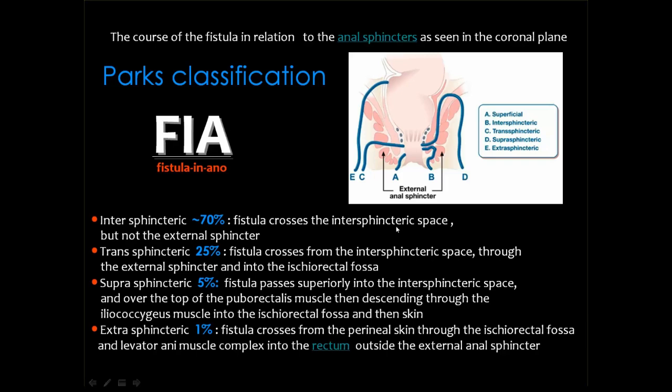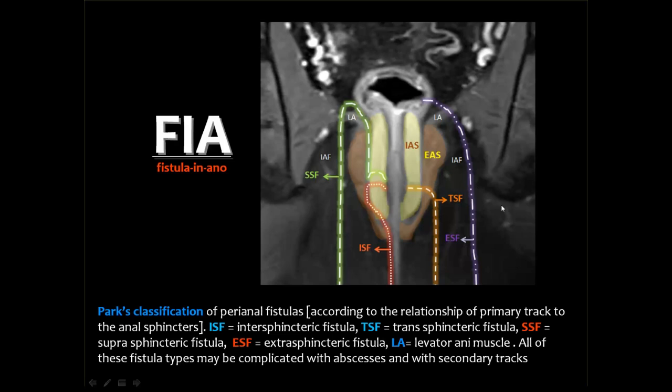Then we have the extrasphincteric, which is a fistula tract connecting the skin to the rectum. It has no relation to the anal canal. And this is the rarest type, where you have an opening on the skin, and if you follow this opening, you go directly above the levator, then into the rectal wall. And this is Park's classification of the anal fistula.